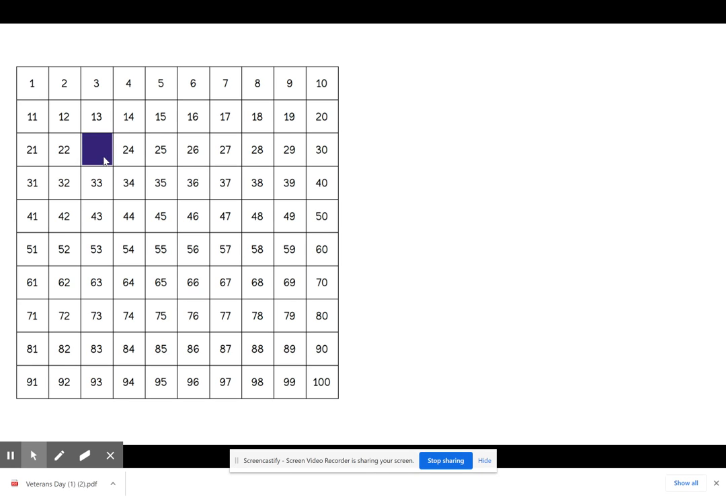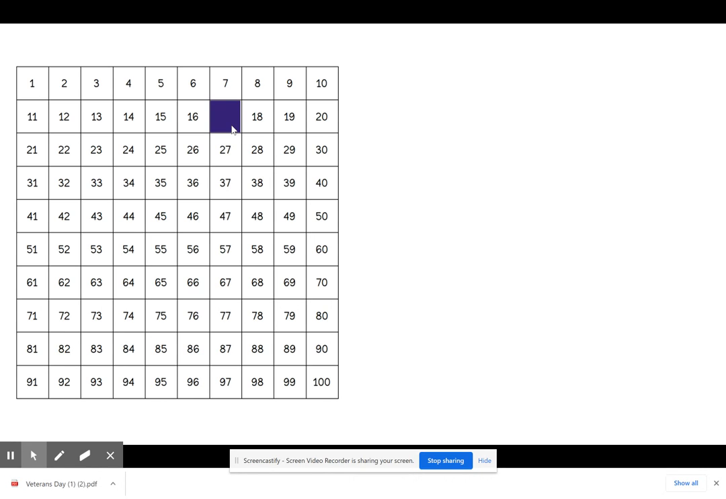Okay, here's your purple square right here. See if you can figure out what number is covered up. Explain your thinking to somebody who's close by you. If you've got mom or dad or grandma or grandpa, maybe a sister, you can explain how you figured out what's missing. And it's the number 23.